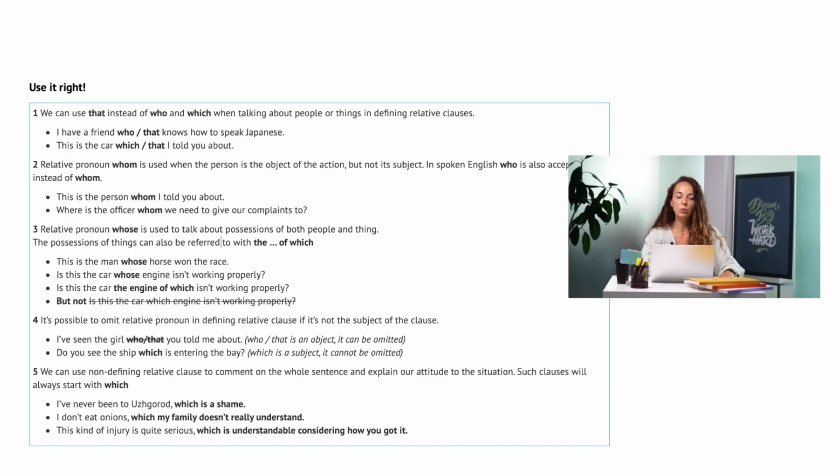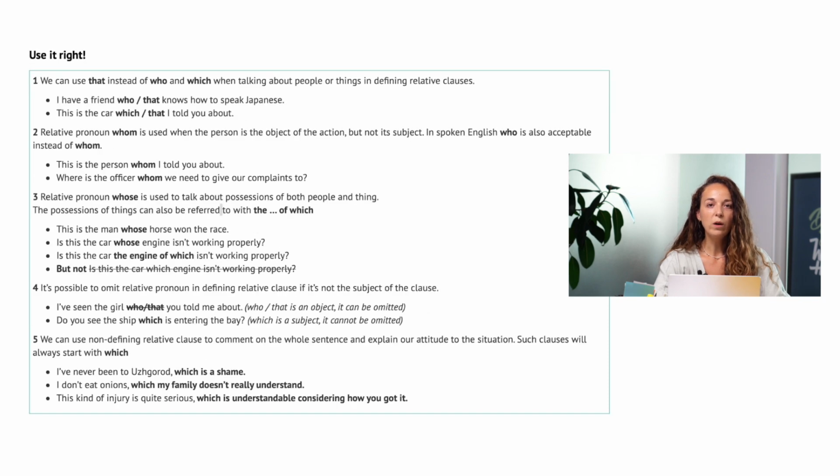Now, when we know what defining and non-defining relative clauses are, let's look at these cool facts to know about them. 1. That's where one more relative pronoun appears, that. We can use it instead of who or which to define people or things, but only in defining relative clauses. It means that if you see a comma in the sentence, you can't use that in it.